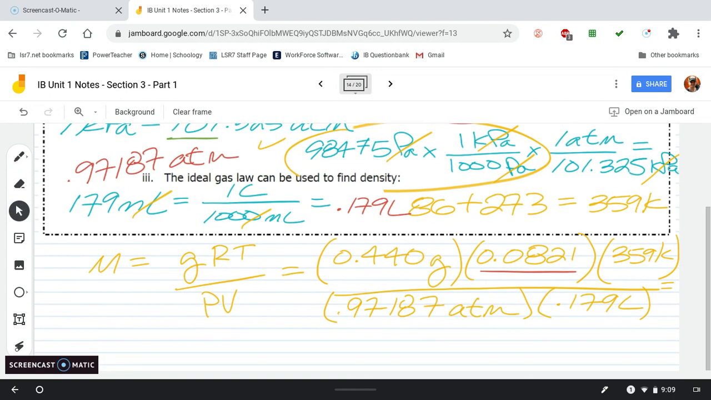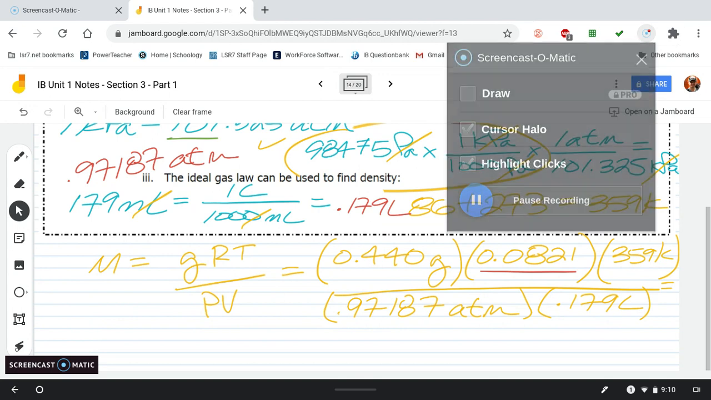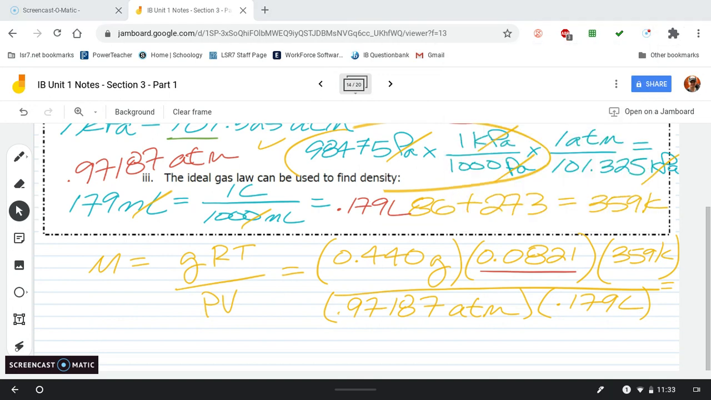So here we go. On the calculator, I'm going to do 0.440. Okay, I had the bell there, the hazards of filming these at school. So let's just run this through. Run through your calculator. Make sure you are running it through. So 0.440 times 0.0821 times 359, and then divide it by, in parentheses, the 0.97187 ATMs times the 0.179.